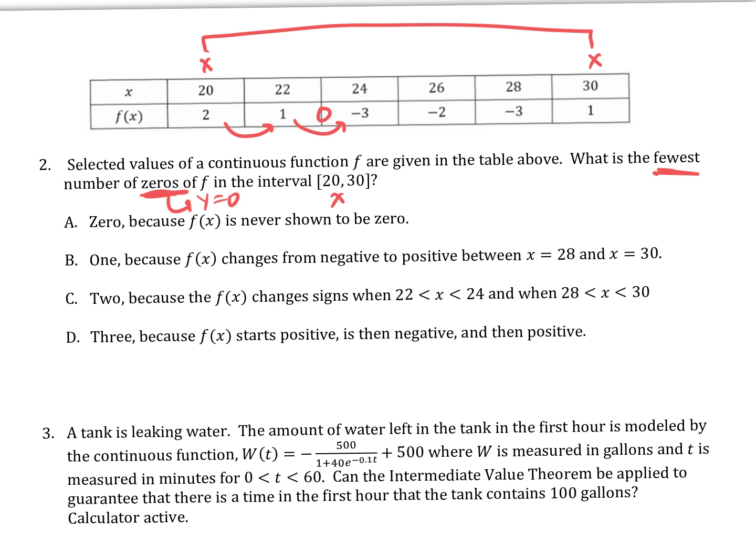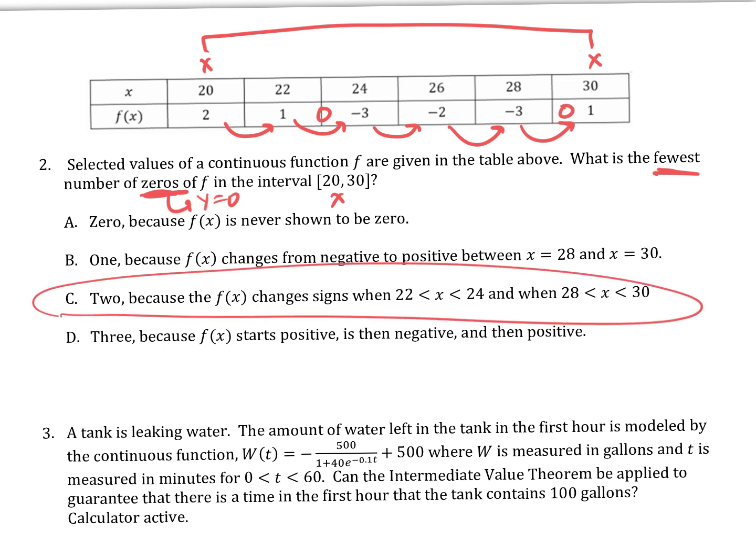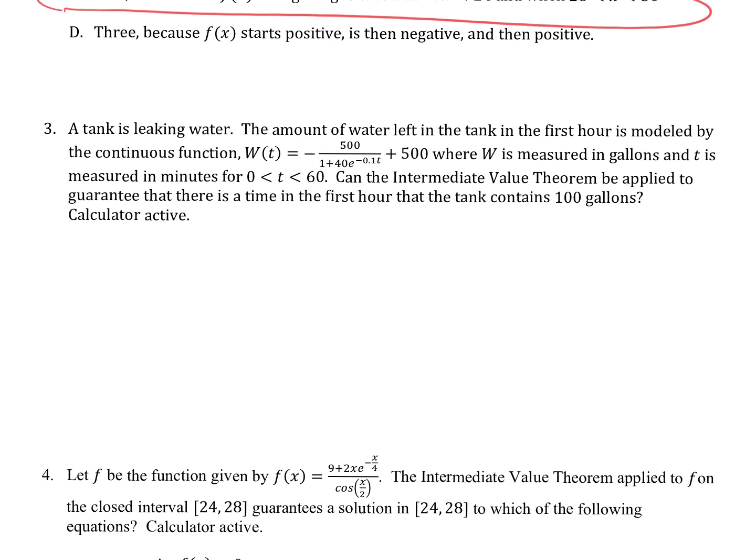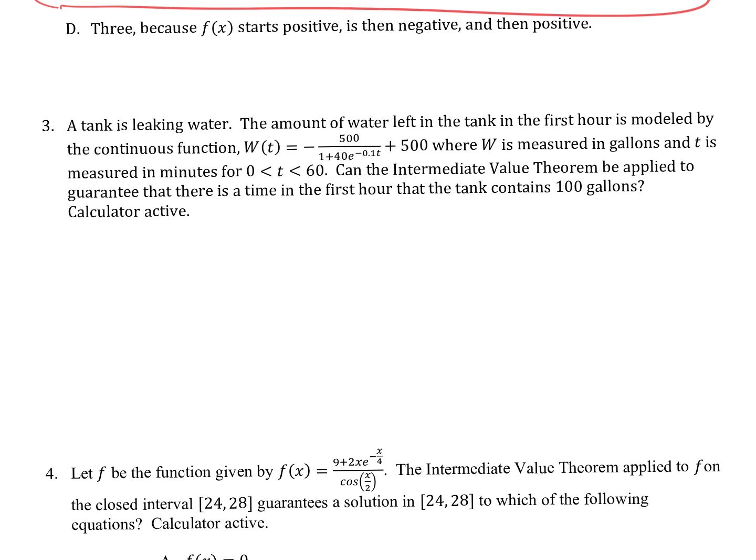How about from a negative to a negative? Nope. Negative to a positive? Yup. So what's the smallest number? 2. And look what it said, 2, because the function changes signs between 22 and 24 and 28 and 30. The function changes signs. Negative to positive, positive to negative, you got to go through 0. Good job, you guys. Okay, this one we do grab a calculator, so let's go snag one.